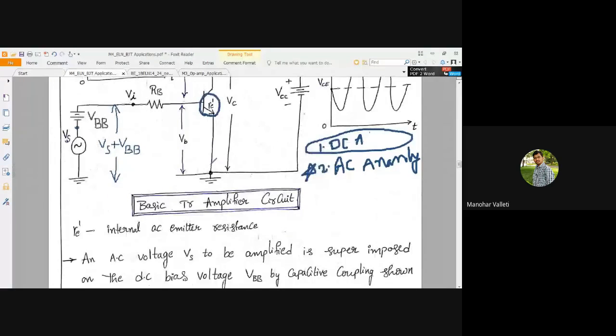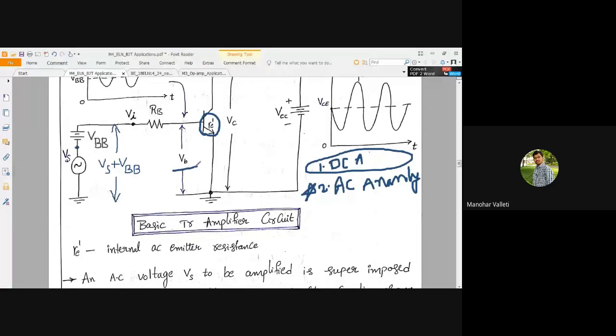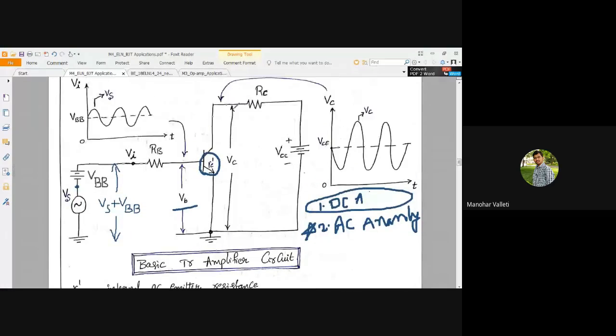And here you just see VB is the effective input appearing at the input of the BJT, and VC is the output of the amplifier, and this is appearing across the collector and ground.